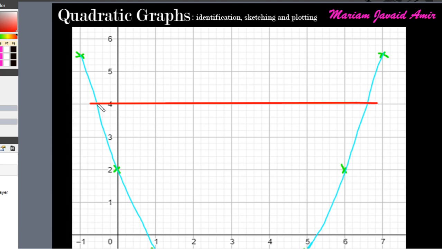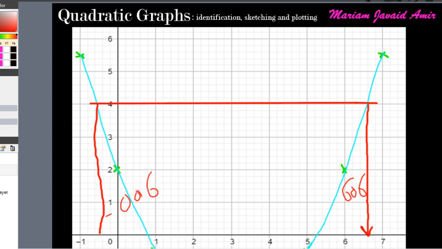For this line, see where it's cutting your x-axis. So here, roughly somewhere over here and here. So my two answers are 6.6 and here I have minus 0.6, roughly, minus 0.6 or minus 0.5, something between these two.